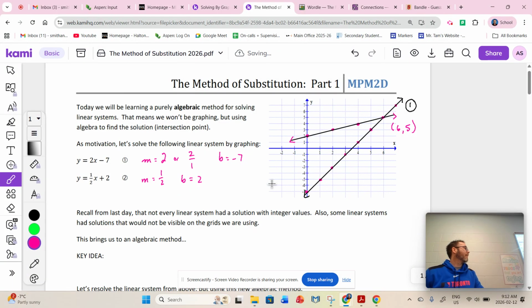Hey, sorry, can I steal a marker? Yeah, of course, help yourself. We got a rainbow of colors here.